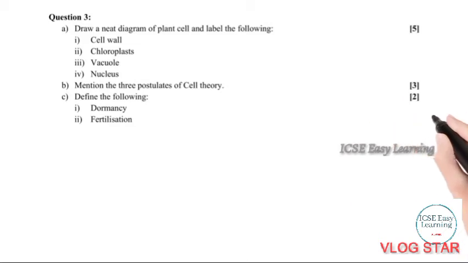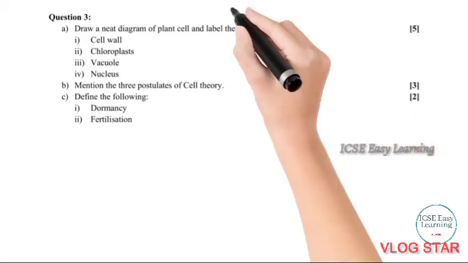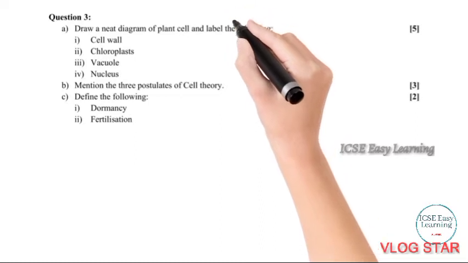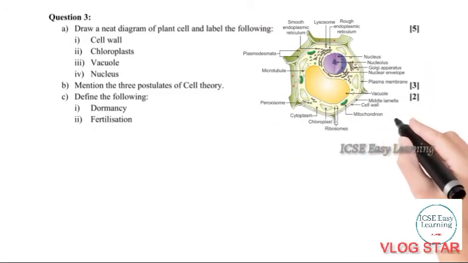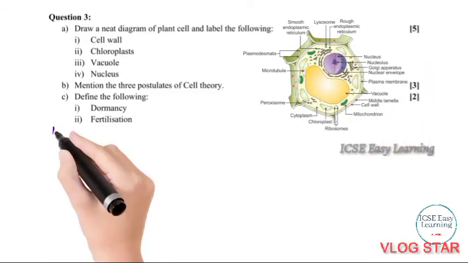Question number 3, A bit. It consists of 5 marks. Draw a neat diagram of a plant cell and label the following: number 1, cell wall; number 2, chloroplast; number 3, vacuole; and number 4, nucleus. Here is the plant cell diagram on the screen.